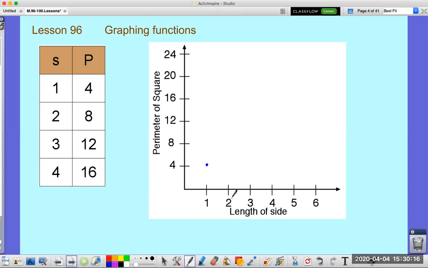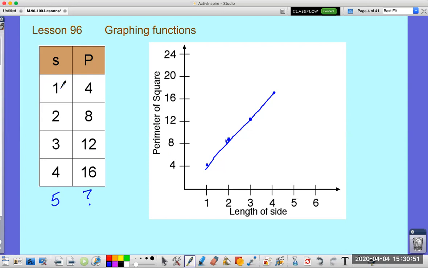2 for the S, that's the length of the side. That'd be right here. And then 8 for the next one, you can see it would be right about here on this graph. And then 3 and 12 would be approximately right here. And 4 and 16 would be right about there. And you can see that they all connect. You can see that nice little slope. If we were to continue this, I could go on to 5. But what would be the missing element here? What do you think?